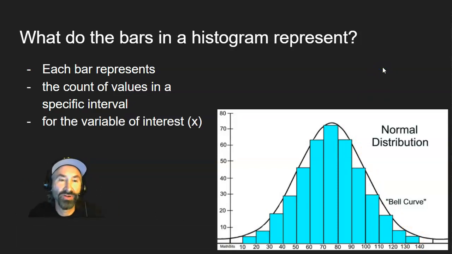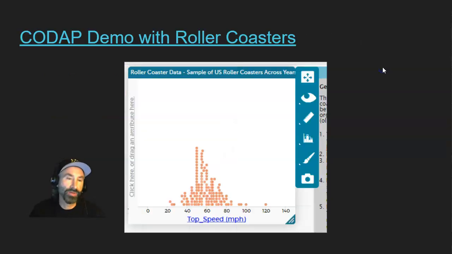As I said earlier, the variable of interest, we could call it x, we could call it y, we could call it a number of things. In a minute, we're going to be looking at roller coasters, and we'll call the variable of interest top speed. But we can still call it x too if we wanted to. Okay, so here we go.